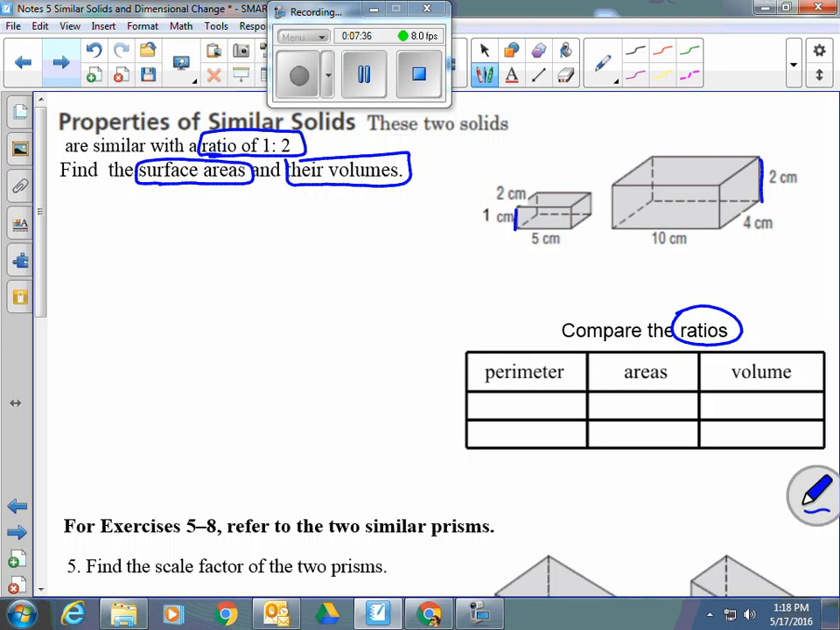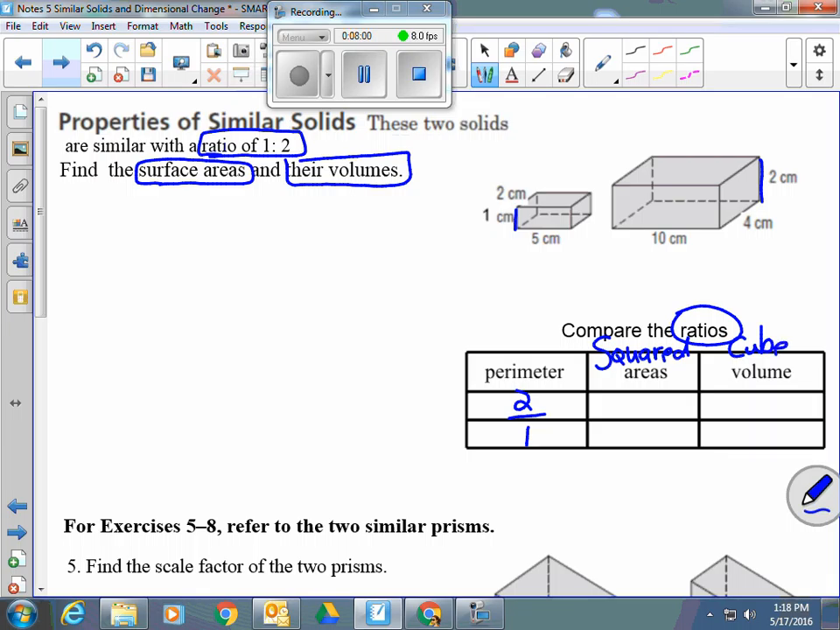Right here, if this side is 1, it's compared to this side, which is 2. Is my shape getting bigger or smaller? Bigger. So what would my ratio be? 2 over 1, right? 2 over 1. Would it be true? It's 2 times bigger? Okay. What do we know about area? Area is always squared. Very good. And volume is always cubed.